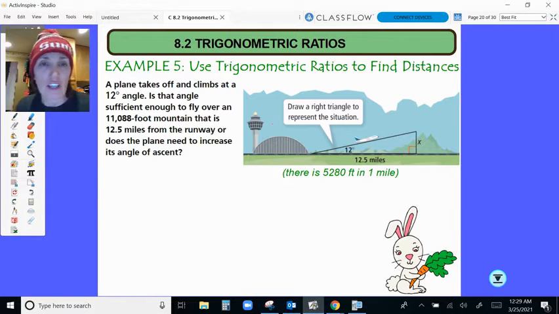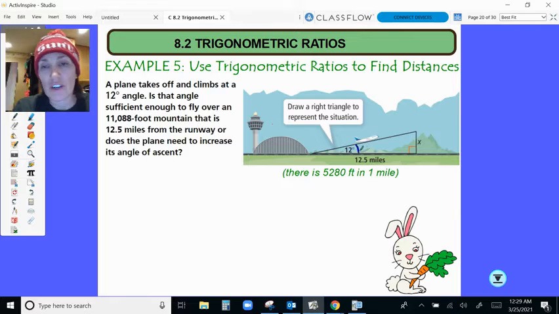So it just says a plane takes off and climbs at a 12-degree angle. Is that angle sufficient to fly over an 11,088-foot mountain that is 12.5 miles away from the runway? Or does the plane need to increase the angle of its climb? So first of all, let's pretend like we don't know the angle. Let's just find out where the angle needs to be in order to clear the mountain.